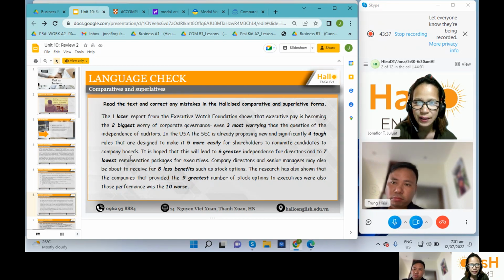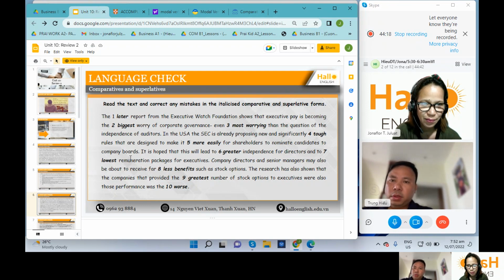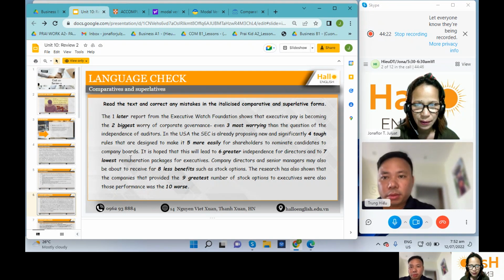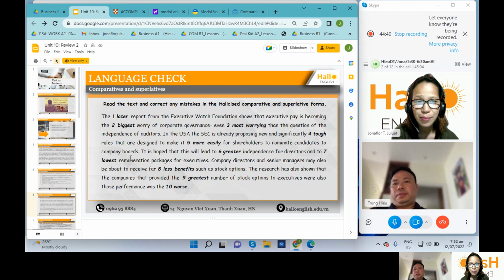Okay? All right, good. Now, company directors and senior managers may also be about to receive far less benefits or more benefits, such as stock options. More or less? More, of course, more.